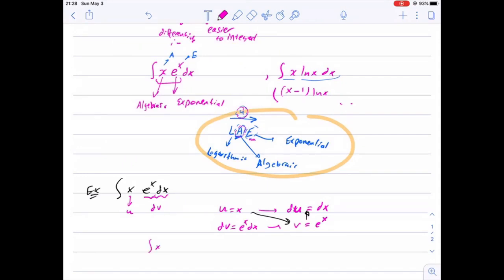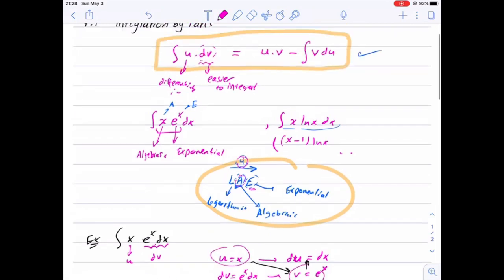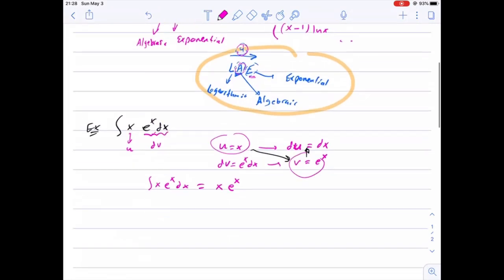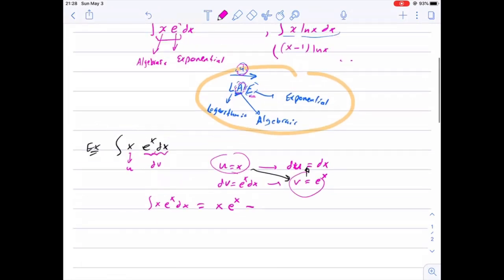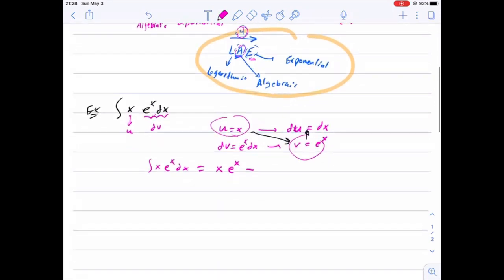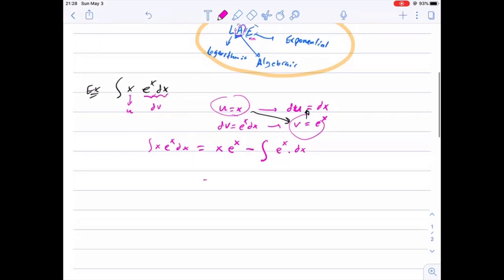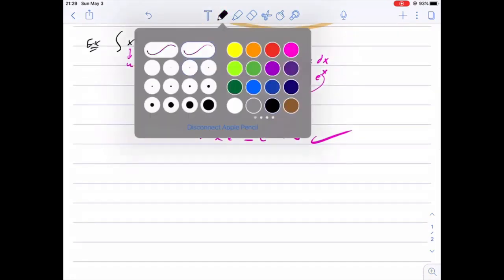I mean, we write here this integral x e to the x dx is equal to x times e to the x, u times v, according to this rule. u times v, u is x, v is e to the x, minus the integral of v du, the integral of e to the x dx, and then x e to the x minus. Now what is the integral of e to the x? It's just e to the x plus c, because this is an indefinite integral, and that's it. This technique is called integration by parts because we divided the integrand into two parts and we dealt with each part separately.